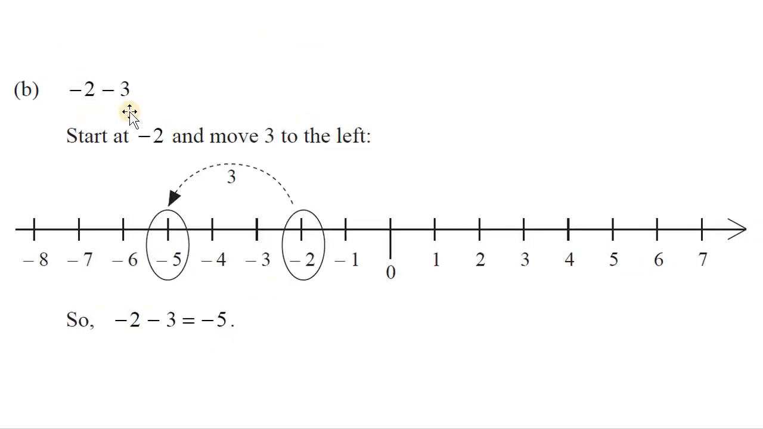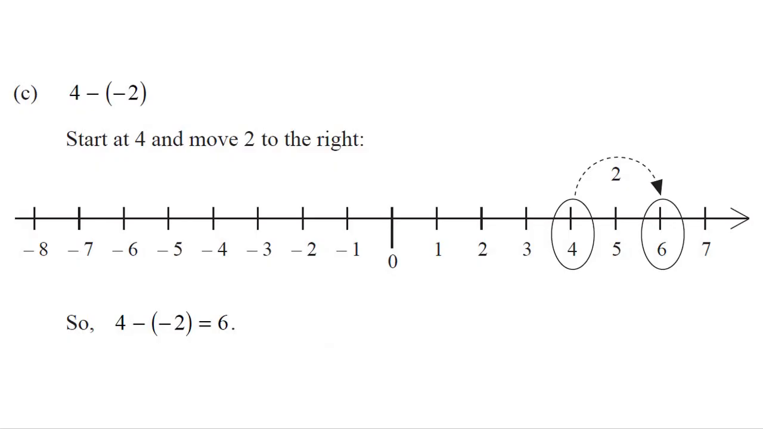Next, minus 2 minus 3. So you again start with minus 2, and then again minus a positive quantity, 3. So 3 places to the left and you arrive at minus 5. Next question is 4 minus minus 2. Here you start with 4, but this is a negative quantity. Remember the rule? So you have to move to the right. How many places? 2 places. So 4, 5, 6. You arrive at 6.